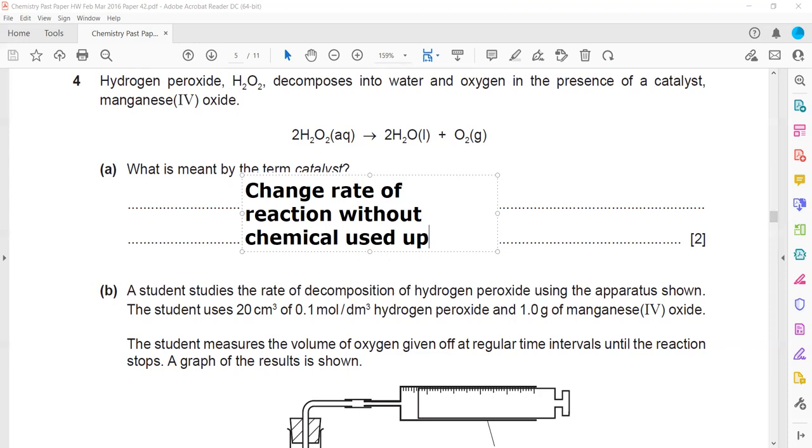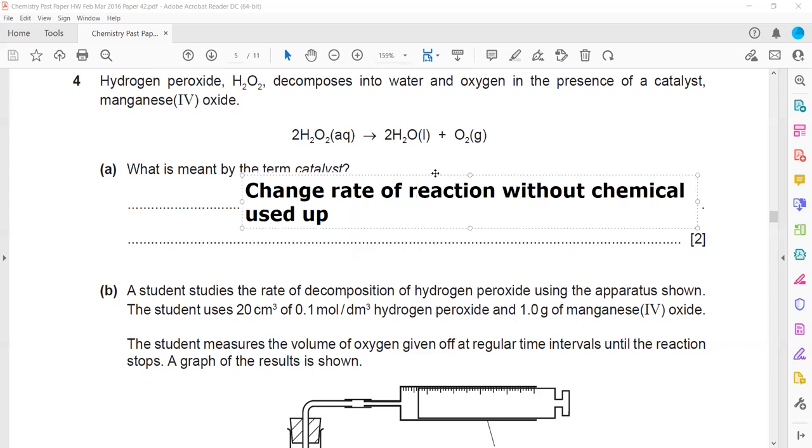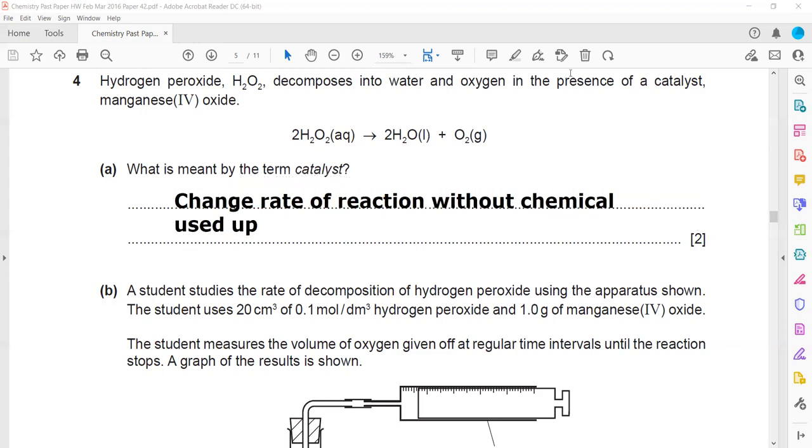Some of the students are writing that catalysts are enzymes. That will be wrong. Why? Because enzymes are also catalysts. Enzymes are biological catalysts. In a biological system, catalysts are known as enzymes. But here, when we are using manganese(IV) oxide, manganese(IV) oxide is a catalyst, and this manganese(IV) oxide is not an enzyme because it is not used in a biological system. It is used for chemical decomposition of hydrogen peroxide.